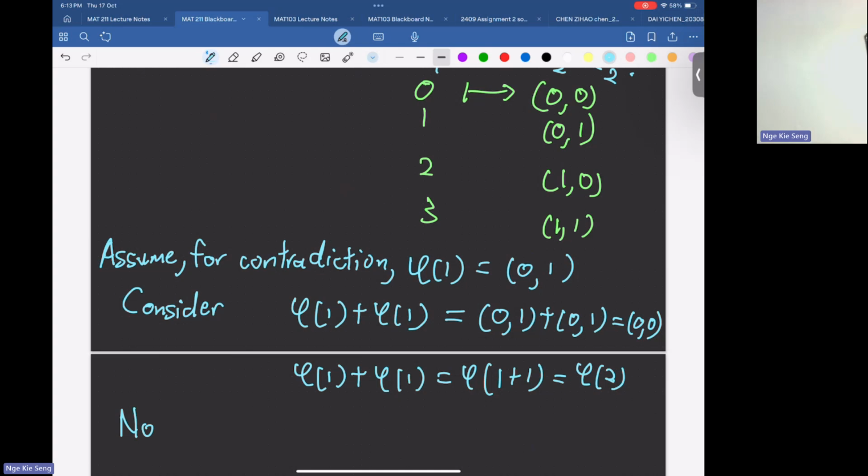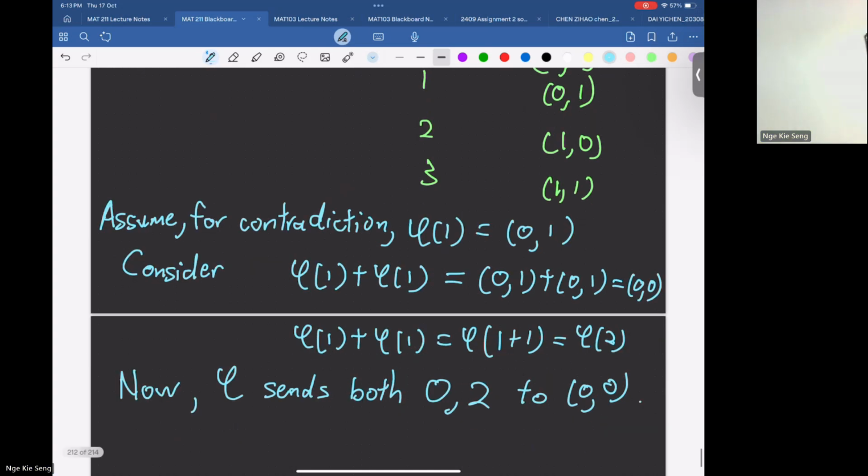So now phi sends both 0 and 2 to where? To (0,0). Meaning what? Meaning phi is not injective. Okay, so we have a contradiction.